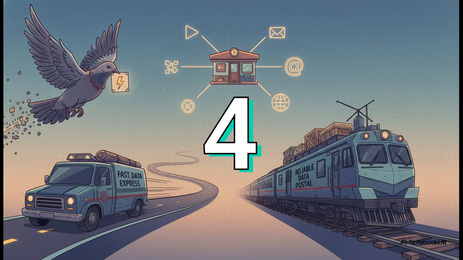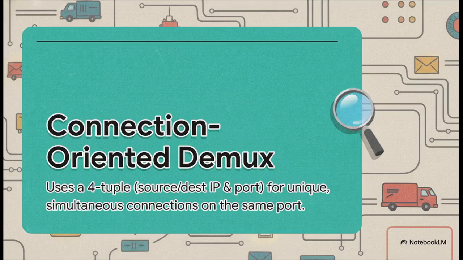Now, TCP, our careful marathoner, it's a completely different story. It is way more detailed. In stark contrast to UDP's 2 items, TCP uses 4 to create a very specific, dedicated connection. And this is called connection-oriented demultiplexing, and it is a total game changer. TCP tracks 4 things: where the letter is from, the source IP and port, and where it's going, the destination IP and port. This 4-part identifier creates a unique, dedicated conversation channel.